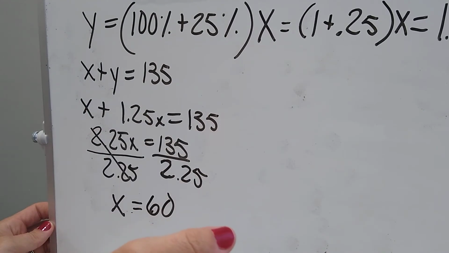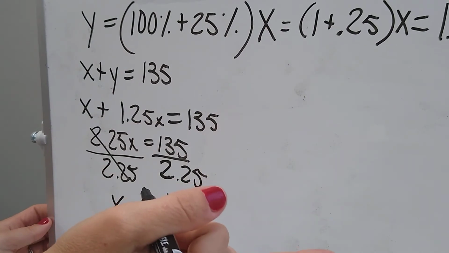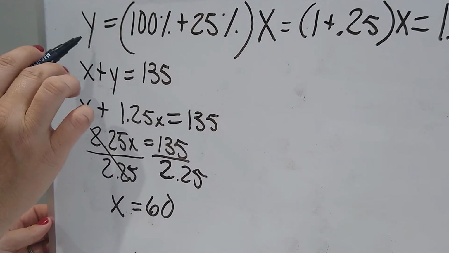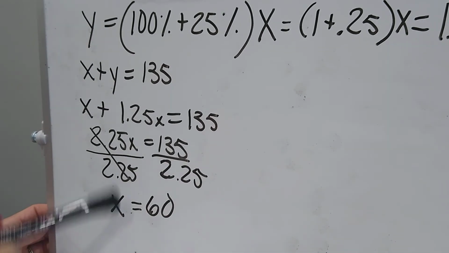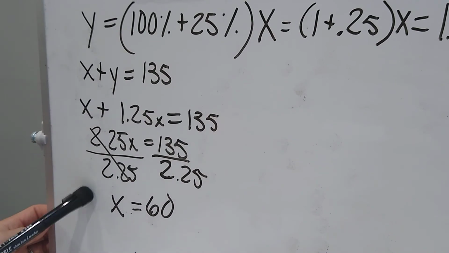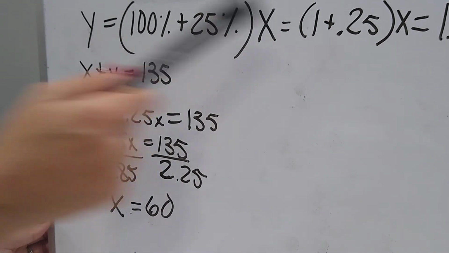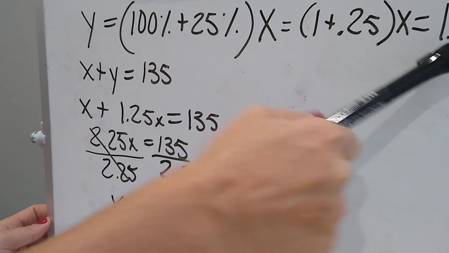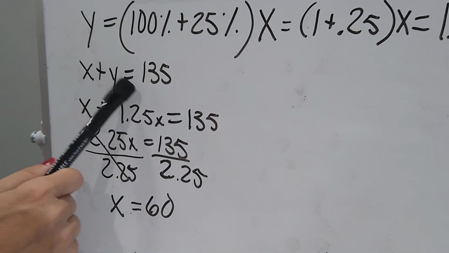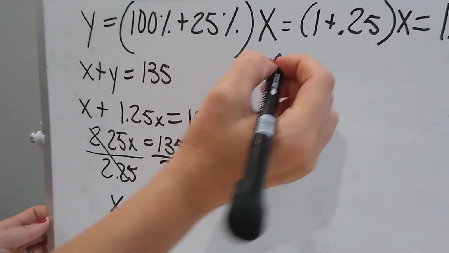But remember, you're not done. If you go back to the instructions, it says, what are the two numbers? I also need to solve for y. So let's go back, and we can do either one of these. We can plug x in this equation, so it would be 60 times 1.25, or you can even plug it in here. You could do 60 plus y equals 135. I'll do it both ways.